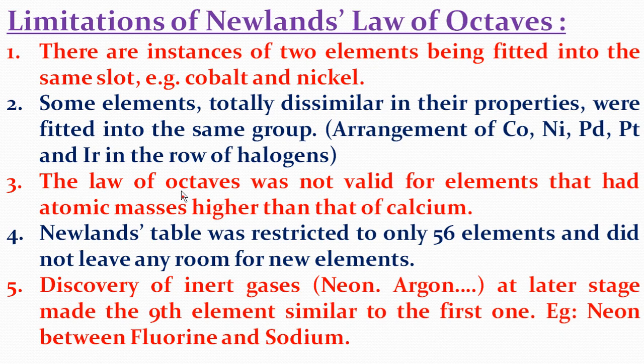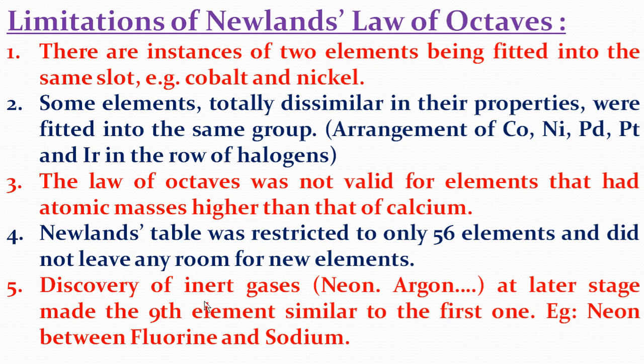Then the law of octaves was not valid for elements that have atomic masses higher than that of calcium, Ca. The Newlands table was restricted to only 56 elements and did not leave any room for new elements. So, no place for new elements.